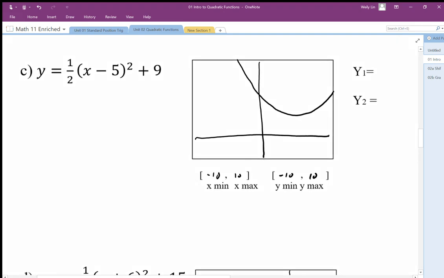Graph of this: one-half x minus 5, all squared, plus 9. We again want to locate the vertex of this. Okay, so here's my vertex. This vertex is at (5, 9).